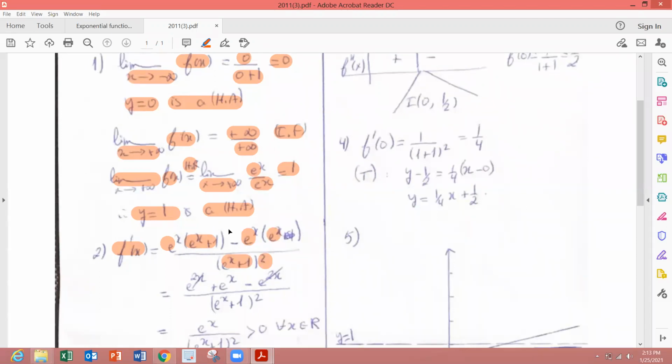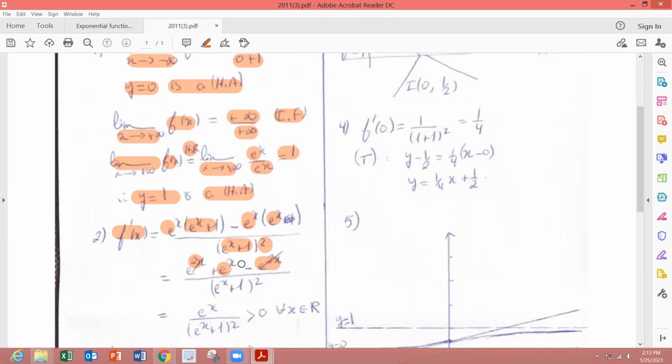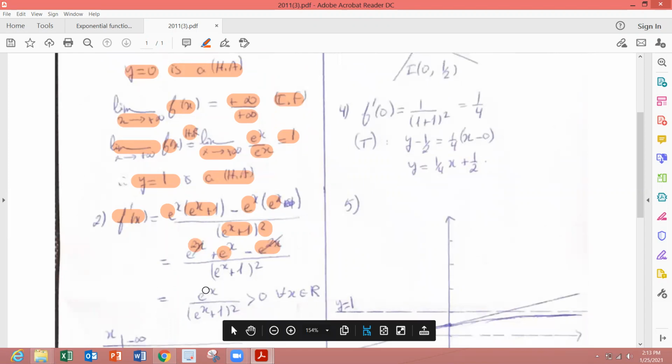We can take e^x common or we can expand. e^x times e^x is e power 2x, we add the powers. e^x times 1 is e^x, minus e power 2x. e power 2x minus e power 2x is 0. So we get e^x over e^x plus 1 squared, which is greater than 0 for every real number.